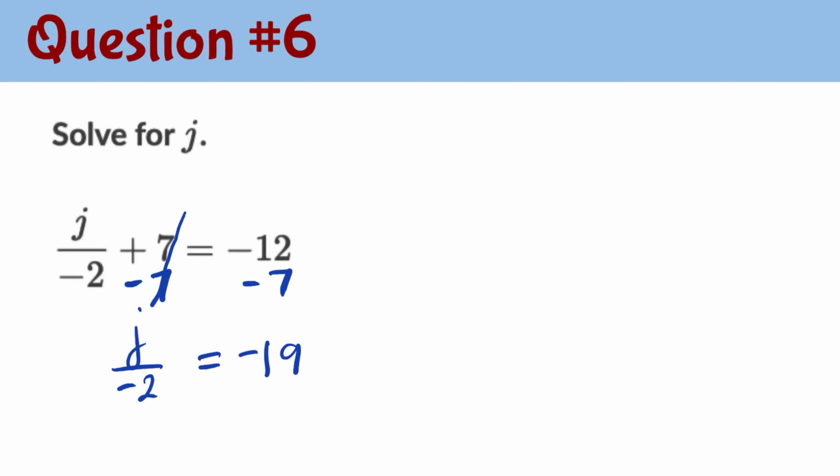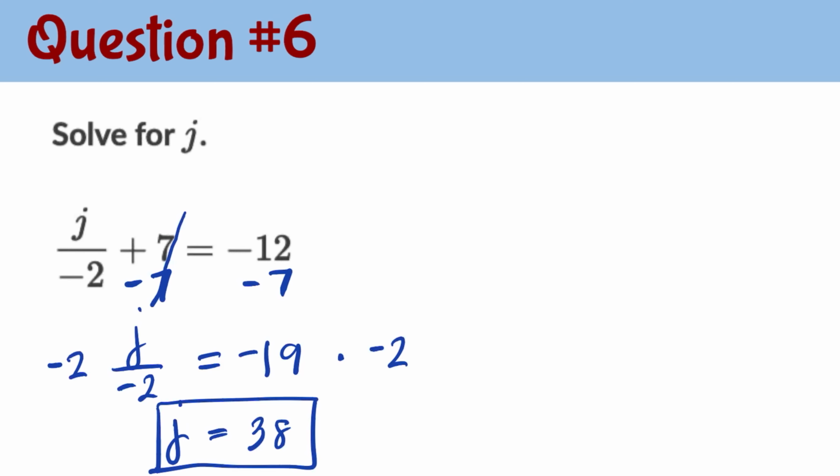Now the variable j is divided by negative 2. So the inverse of dividing by negative 2 is multiplying by negative 2. So when we multiply both sides by negative 2, the left side becomes just j because negative 2 divided by negative 2 is positive 1. And the right side, negative 19 times negative 2 is 38. So j is equal to 38.